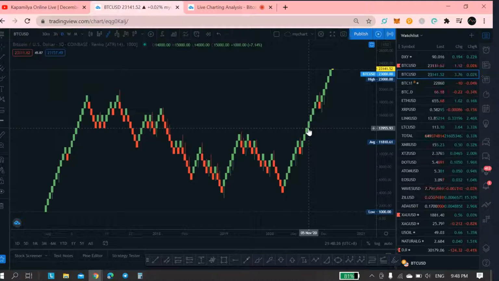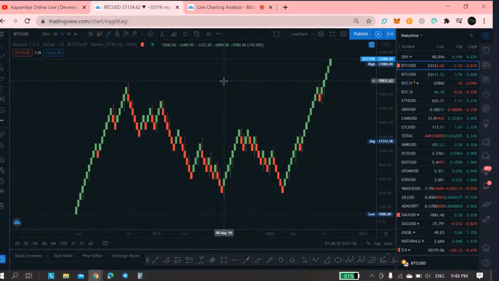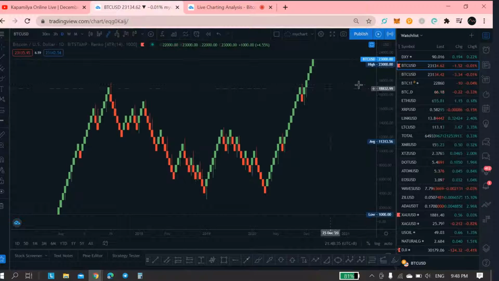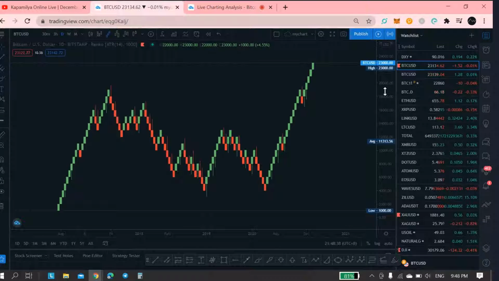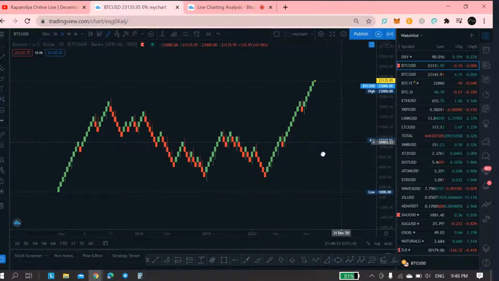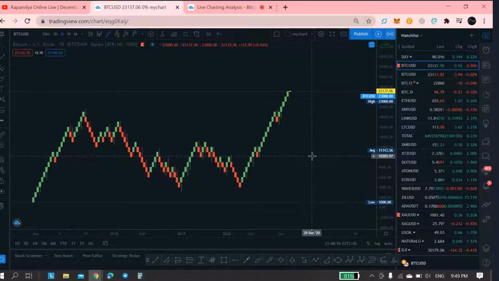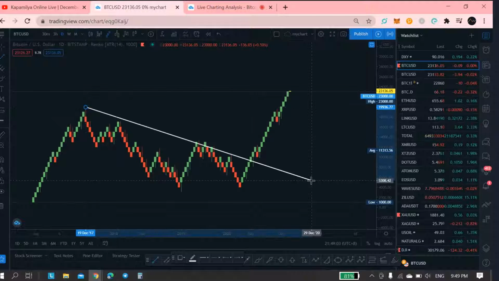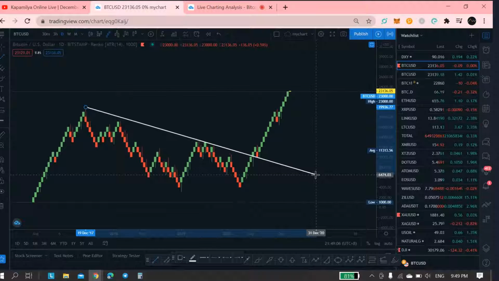So let's start off with BTC. I think I'll use this Bitstamp one. If you have watched my previous video, I think I started streaming around October, so the long-term view is still the same. Let's plot first the resistance and the support. So this is the long-term resistance line.